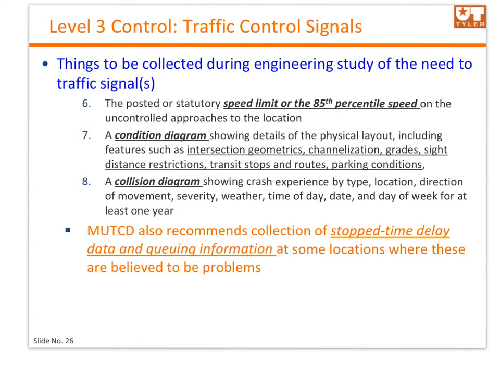The condition diagram should show details on the physical layout, including features such as intersection geometrics. Also, any channelization, any grades, sight distance restrictions, transit stops and routes, all the way to parking conditions. While the collision diagram should be showing crash experience, and that crash or accident experience has to be classified by type, location, direction of movement, severity, weather, time of day, the date, and even the day of the week, for at least 1 year.